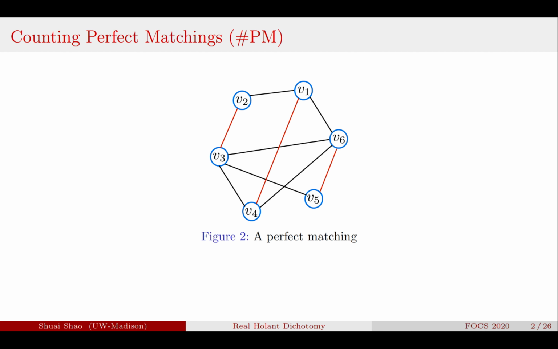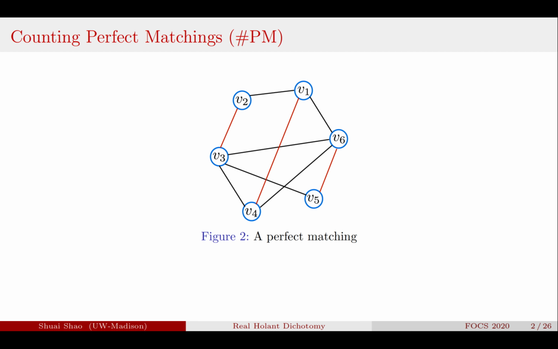Now let's see an example. A perfect matching of a graph is a set of edges, such that for each vertex, exactly one edge incident to it is selected in this set. In this graph, the set of red edges is a perfect matching. We want to count the number of perfect matchings of a graph.